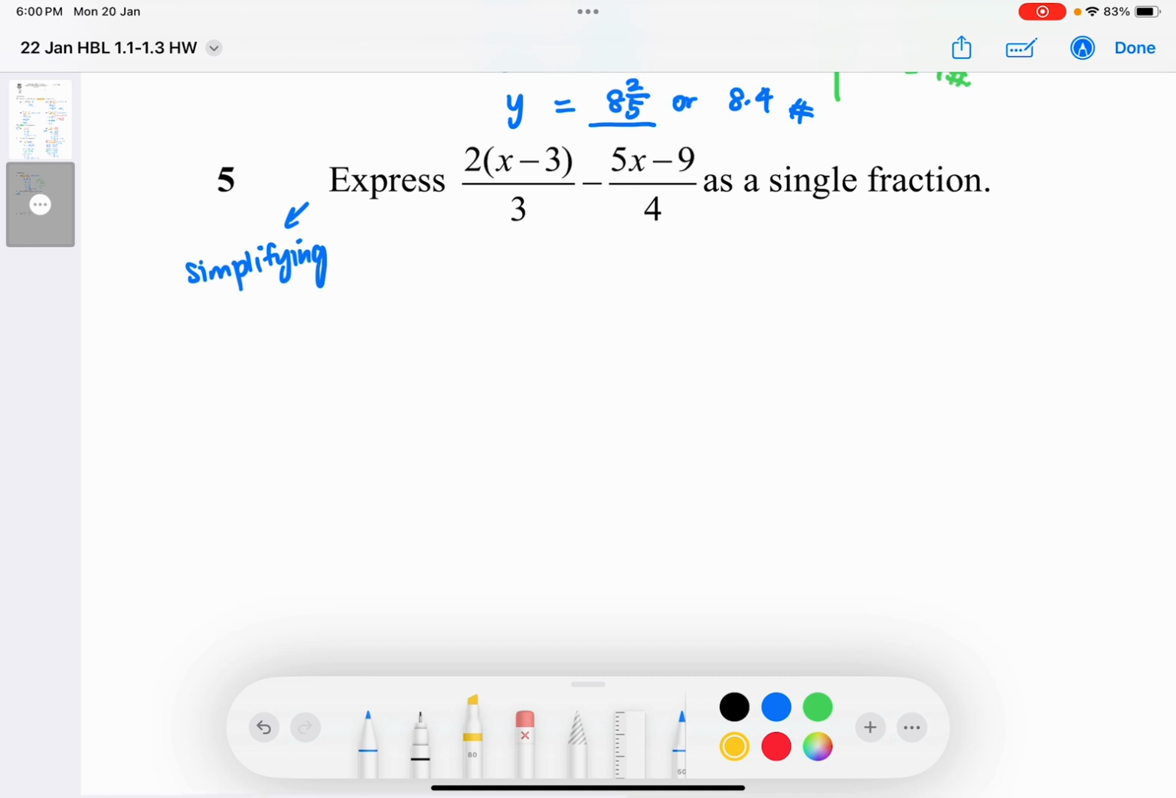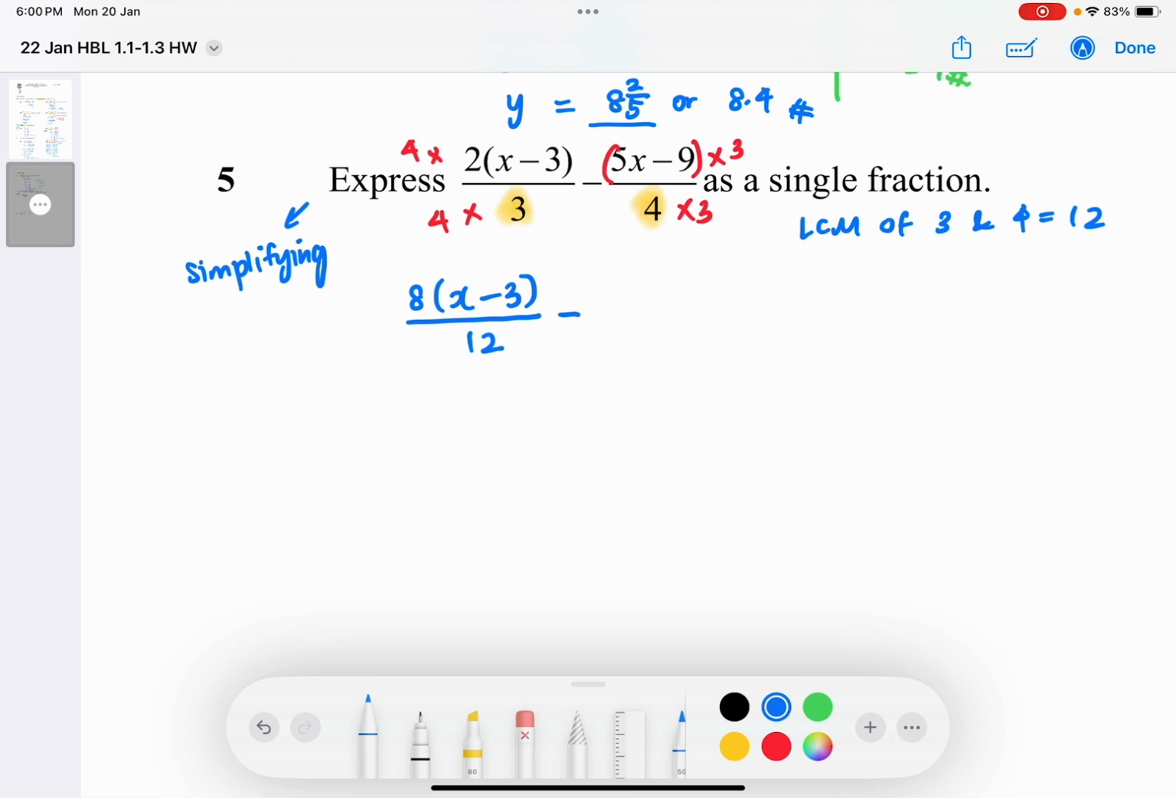Okay, so how? The concept is the same. You're going to make the denominators the same. So look at the denominators, 3 and 4. What is the LCM of 3 and 4? Yes, that will be 12. So to make both the denominators 12, I will have to multiply 4 to the first fraction and multiply 3 to the second fraction. So to the first fraction, 4 times 2, that gives me 8. We will not expand it first. We will want to keep it in a bracket. And the second fraction is 5x minus 9, in the bracket form again.